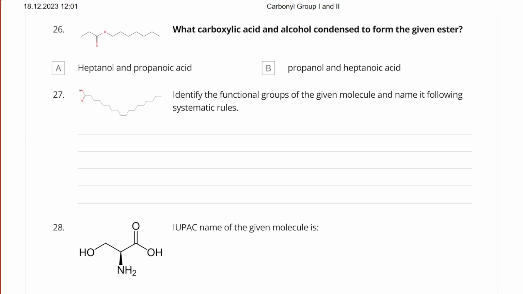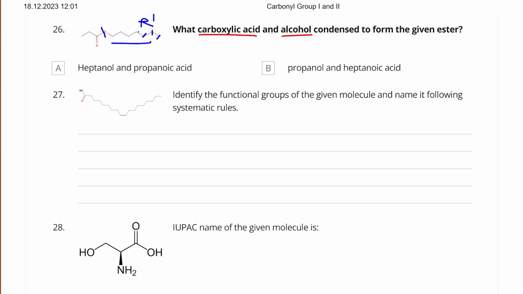What carboxylic acid in question 26? A carboxylic acid and an alcohol condense to form the given ester. To analyze the group, so this is the second R. This is the alkyl moiety of the alcohol attaching to the carbonyl carbon. So actually this oxygen here comes from the oxygen of the alcohol.